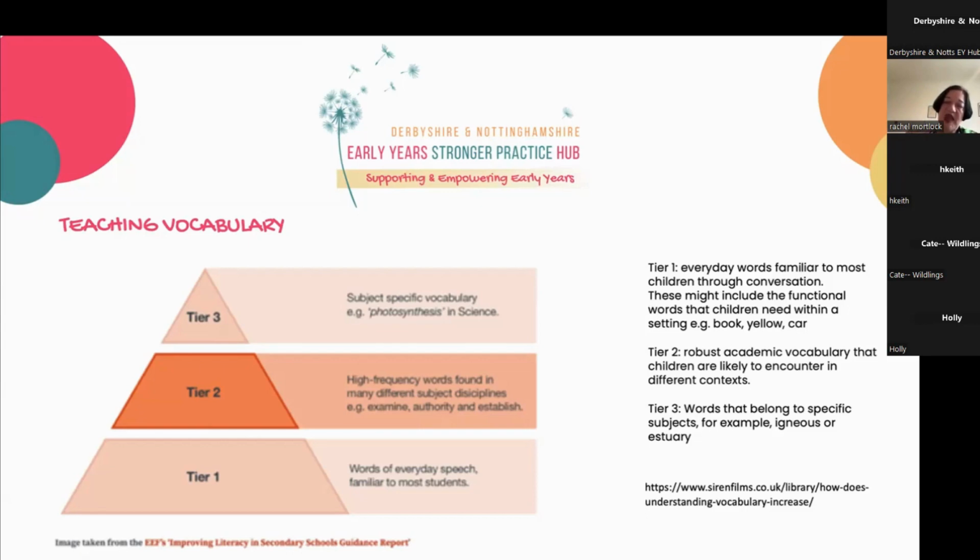But then we need to start to think about how can we develop some of that tier 2 vocabulary. And then the tier 3 vocabulary is vocabulary that has a very specific context. So estuary would be an example of that. It generally has one meaning. So we're just going to go on and have a look at this video.